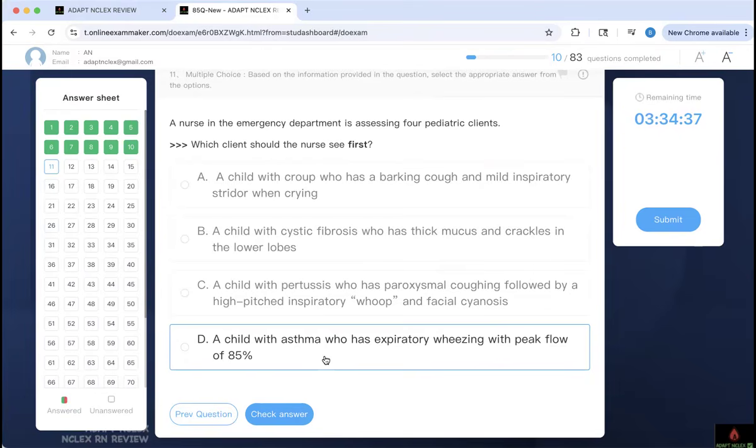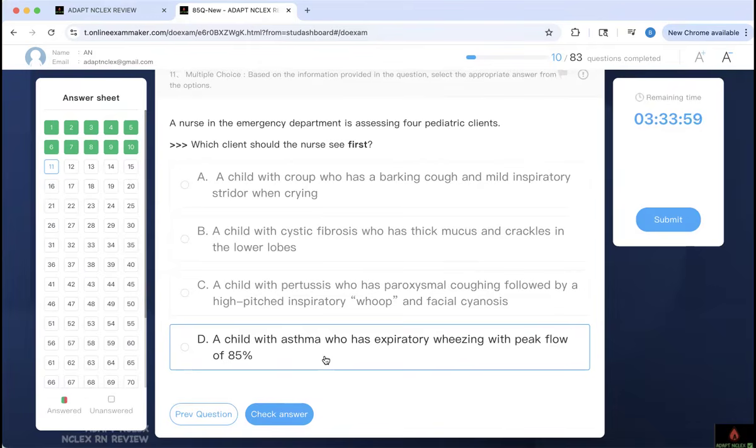A child with croup, what? Barking cough, a mild inspiratory stridor when crying. Should you worry about it? A child with cystic fibrosis who has thick mucus and crackles in the lower lobes. Why would you worry about it? Let me know. A child with pertussis who has paroxysmal coughing followed by a high-pitched inspiratory whoop and facial cyanosis. What do you think? A child with asthma who has expiratory wheezing with a peak flow of 85%. Who do you want to see? Pediatric respiratory prioritization. Let me know.